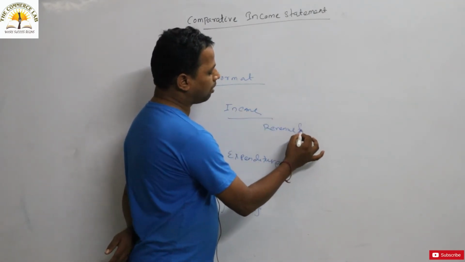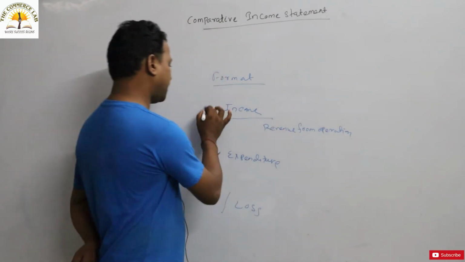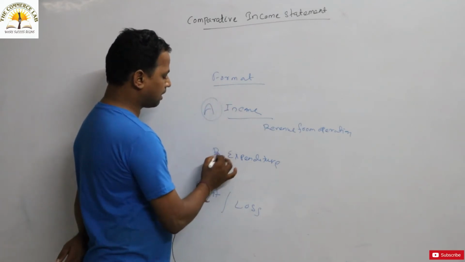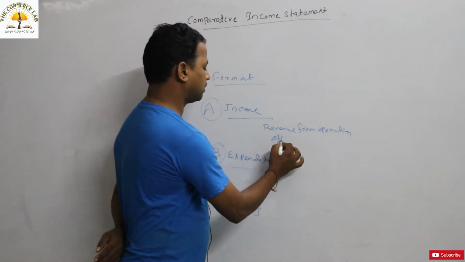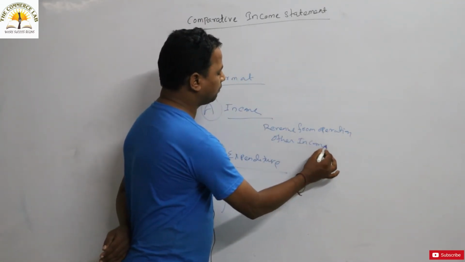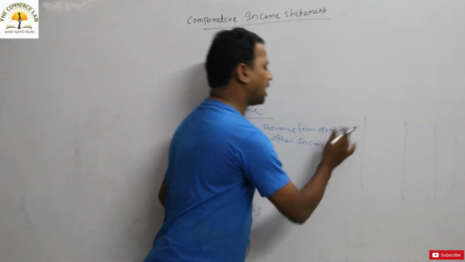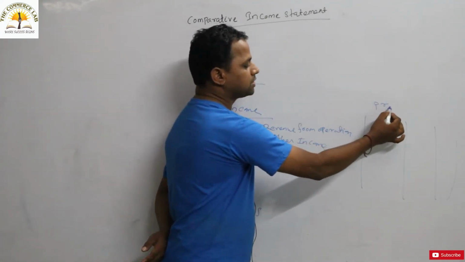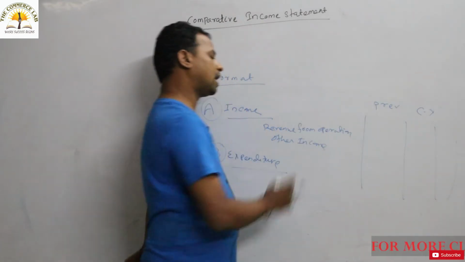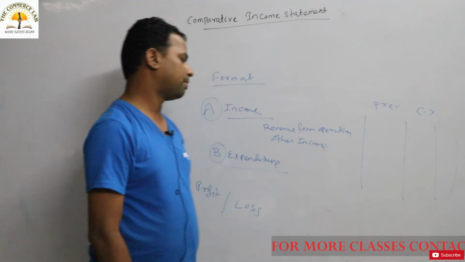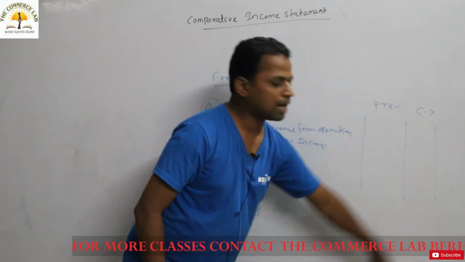Revenue from operation will come first. So capital A I will take as income, then capital B as expenditure. Okay, revenue from operation, then other income will come under the income category. There are 2 years of data available, that is previous year data and current year data. Under income, revenue from operation and other income, the previous year figure and the current year figure will be given.